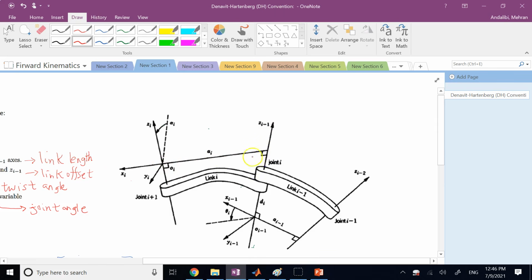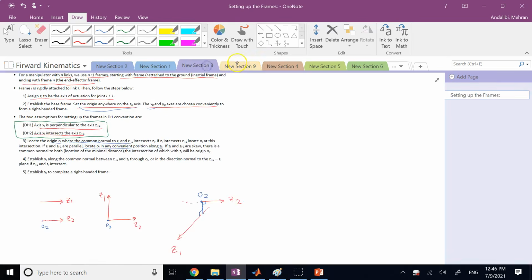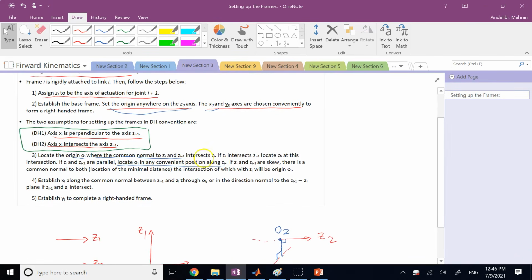And the intersection of this common normal between Z i minus 1 and Z i is what? 0.0i. So this general case that I showed here is showing a skew scenario. That's all this item number 3 is trying to say: how to locate the origin of the new frame. And of course, then set X such that it is intersecting the previous Z and what? Perpendicular to it, and then Y will automatically be determined from the assumption of a right-handed system.